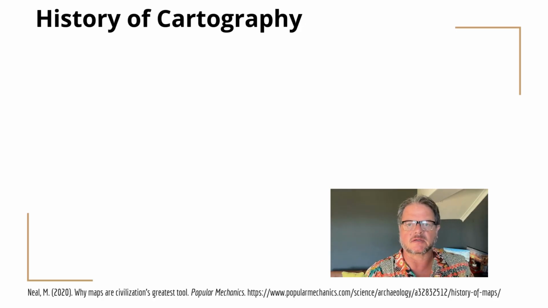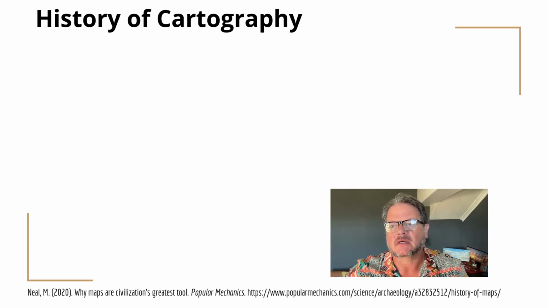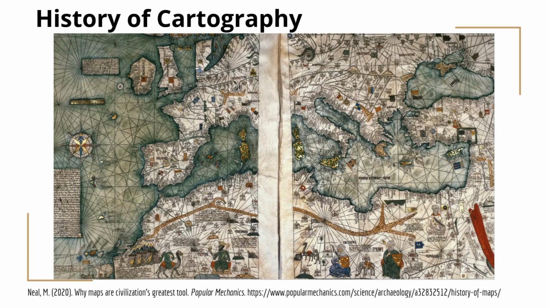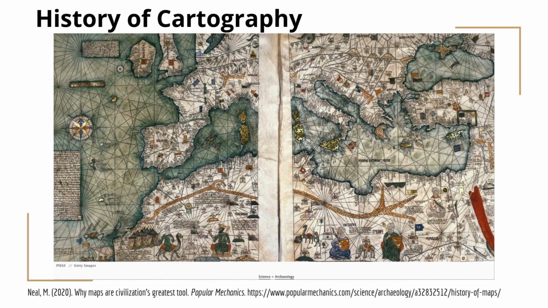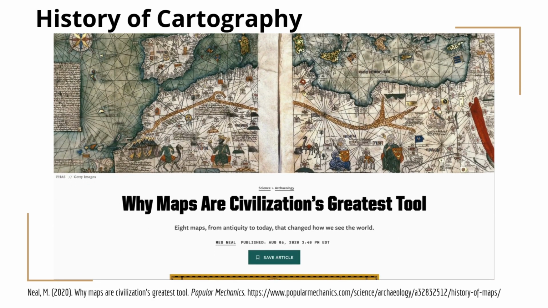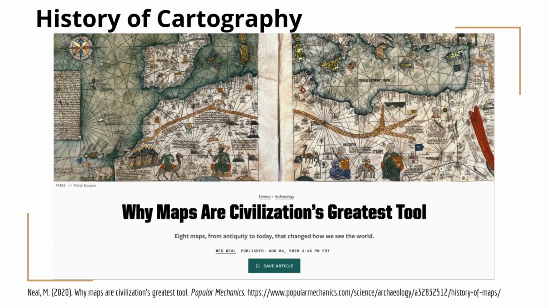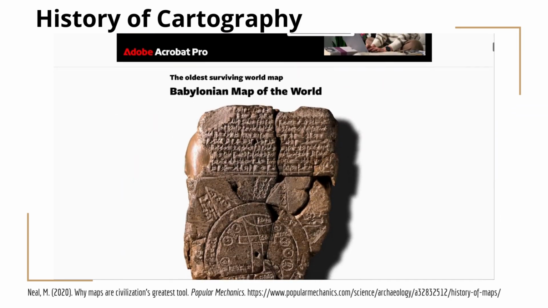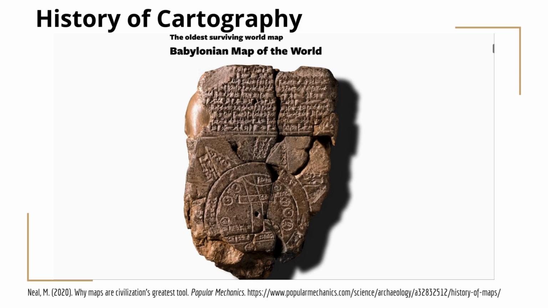So looking at the history of cartography, we explored this article by Neil published in 2020, in which they explore the transformative power of maps, tracing key milestones in which we redefine our perception of the world, starting with the Babylonian map of the world from the 6th century BCE, which is one of the earliest examples of cartography, and although simplistic, it reflects the centrality of Babylon and the worldview of its creators.